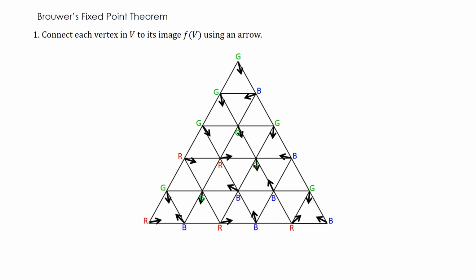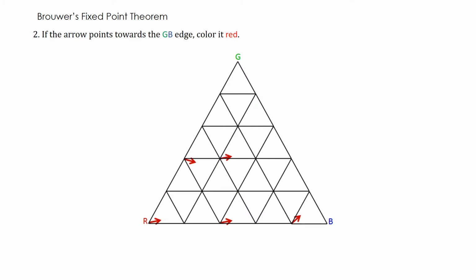And the vertices, except the three outer vertices G, R, and B, the other vertices are labeled based on the direction of the arrows, as we shall now see. Now, these vertices are getting displaced in the direction of this edge. So it's the GB edge. So we color these vertices red, not G or B.